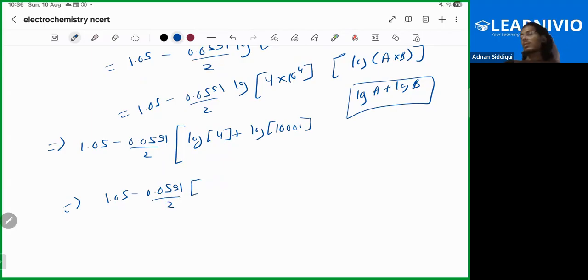We can use a phone as well for this one. You will learn it if you are practicing the questions. You will automatically learn it. You don't have to worry about it. It is 0.6.